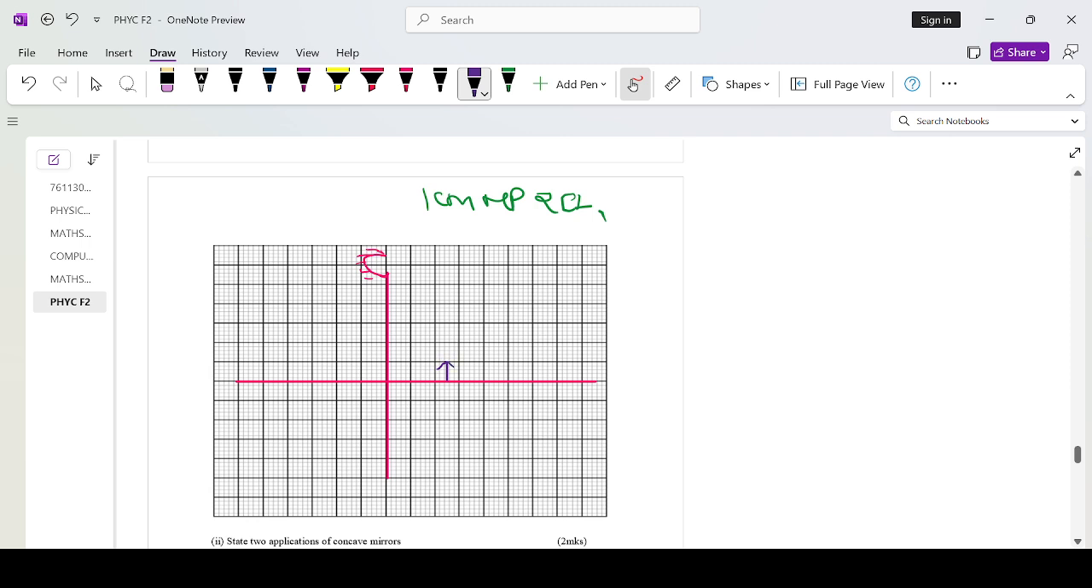That is my image. Now with our image, what happens? How do we locate our object? We've been told a focal length of 10. Very important. If the focal length is 10, that will be 5 units: 1, 2, 3, 4, 5. Here you'll have your focal length. Then 1, 2, 3, 4, 5, 1, 2, 3, 4. Somewhere here you'll have had your C.